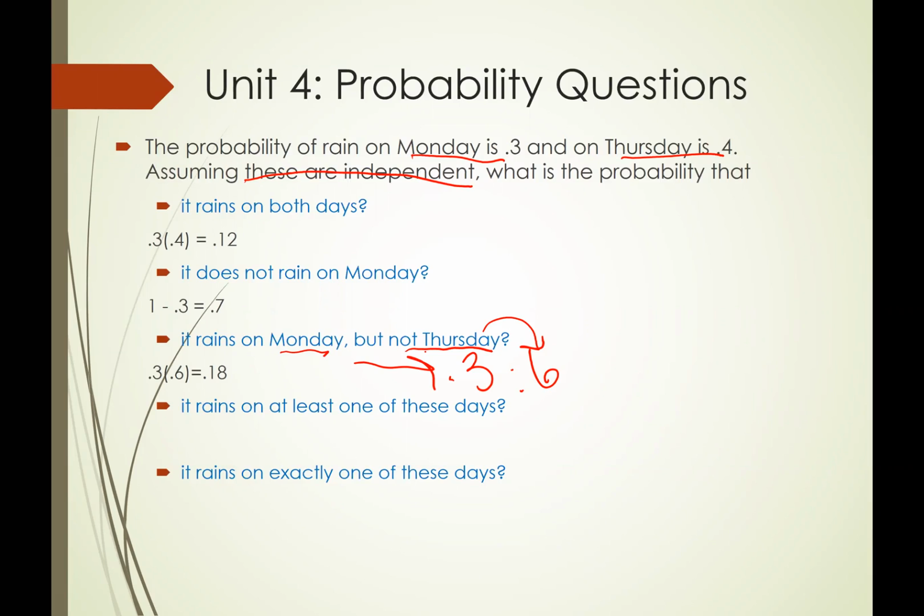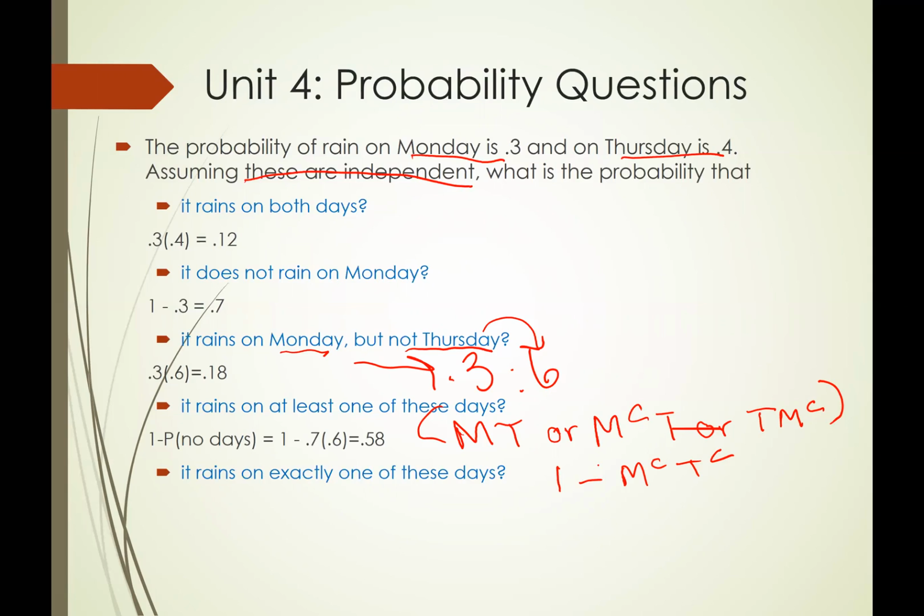It rains at least one of these days. So that could mean it rains both of the days. So it rains on Monday and Thursday. Or it could not rain on Monday, but yes, rain on Thursday. Or it could rain on Thursday, but not rain on Monday. The only thing it doesn't include is not raining either day. So instead of finding all three of these possibilities, I'm going to do 1 minus this probability, because that'll be the same thing. So I do 1 minus the probability of it raining on no days. So 1 minus 0.7 times 0.6, which is 0.58.